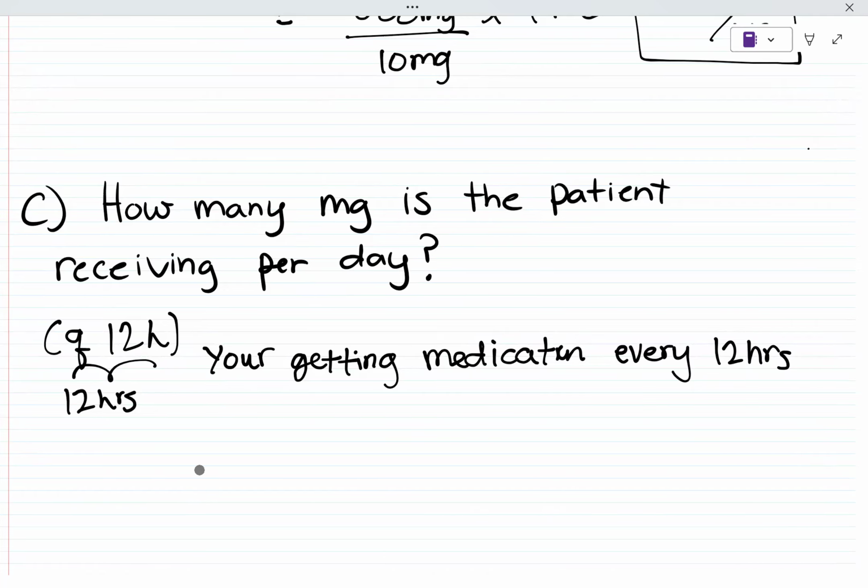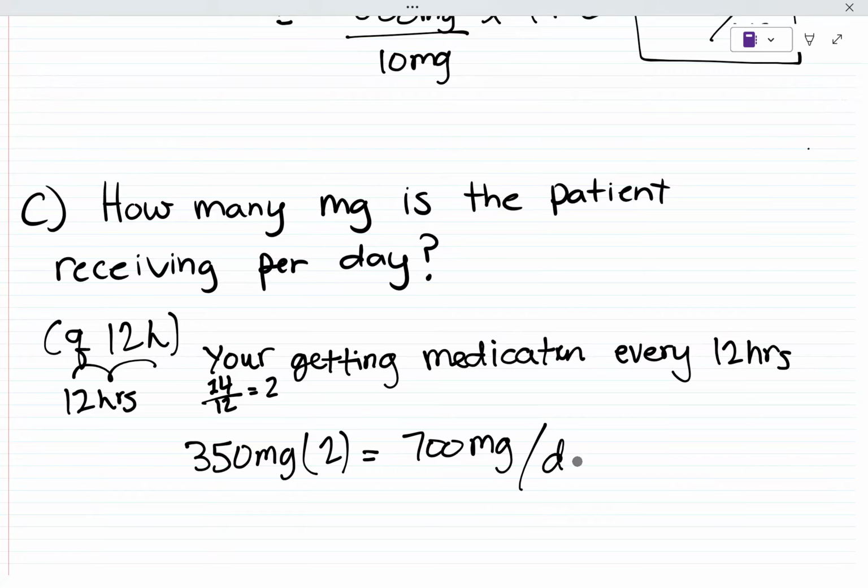Okay, so you just take the answer from part A. It says how many mg. So in part A, they were asking you how many mg. It was 350 mg. And we're doing this every 12 hours, but how many hours are there in one day? 24 hours. So 24 divided by 12 is 2. So it's 350 milligrams times 2, and you get 700 mg per day. Okay. So how many milligrams is the patient receiving per day? 700 milligrams per day.